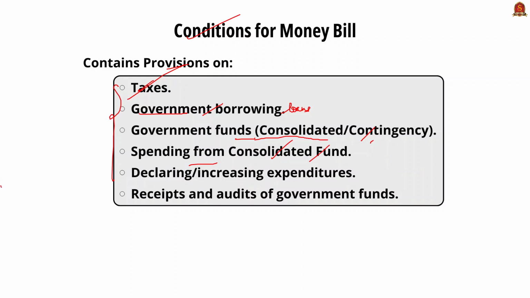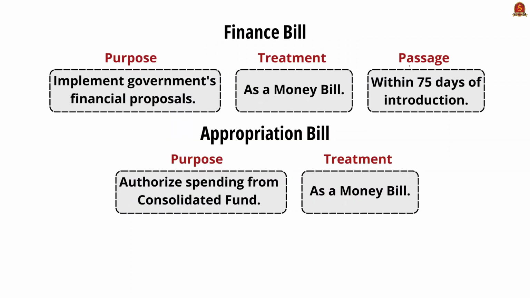Next is the expenditures, which is declaring or increasing expenses charged on the consolidated fund of India. And finally, receipts and audits, where handling money received by the consolidated fund or the public account of India, including their custody, issuance and auditing. Some categories of money bill are finance bill, Article 110.